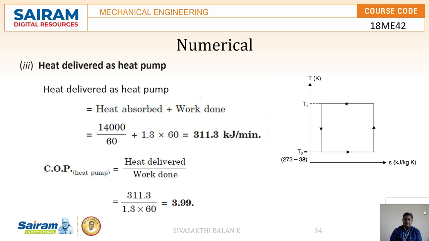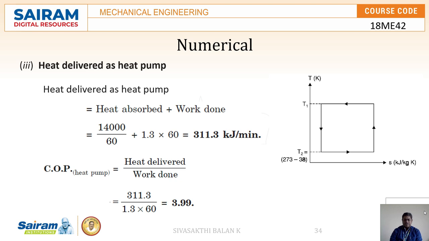Convert that into minutes, we need to multiply that by 60, so that we will get the complete work done in terms of kilojoules per minute. Once we have done all this conversion, add these two, and we will get the heat delivered to the surroundings by the heat pump as 311.3 kilojoules per minute. So we can calculate the COP.